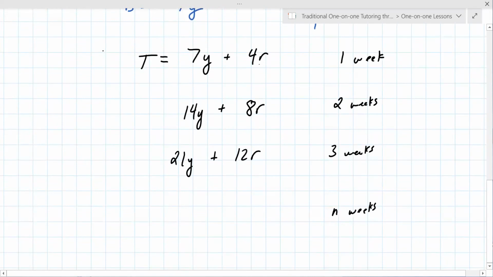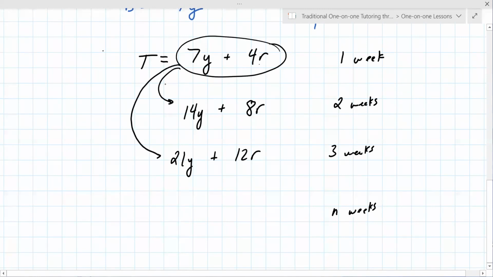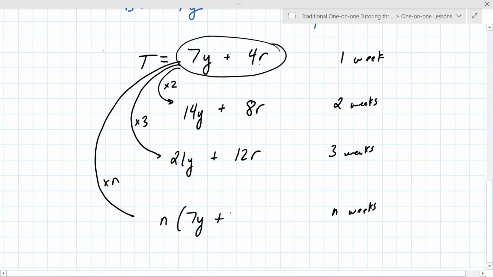This is where you've got to go back and look at what you did to this thing right here to get to the second week, and what you did to get to the third week. What did you multiply by? Do you see how you multiplied everything by 2 to get to 2 weeks? Yep. And then you multiplied it by 3 to get to this one right here. Yes. So if you multiply by N, you get N times 7Y plus 4R, because we don't know what it is.